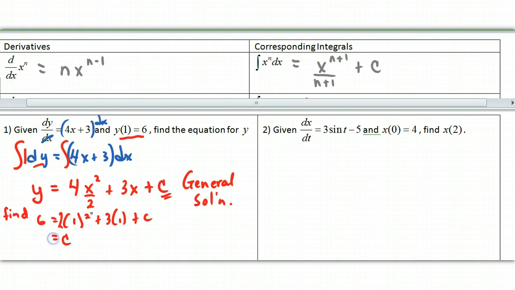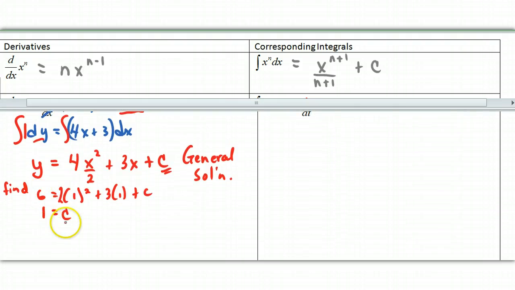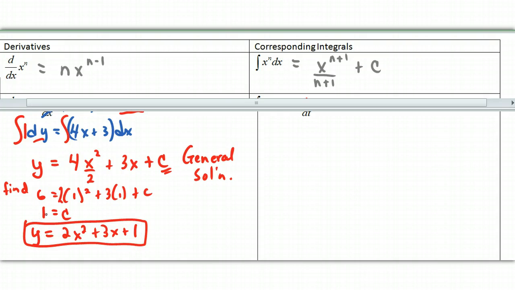So c is equal to, oh, I'm stretching myself. I don't know if I can do that in my head. Throw in this 5. Oh, yeah, I can. So c plus 5 is equal to 6, so c is equal to 1. Now I want to find my specific solution. And my specific solution here is going to be y is equal to 2x squared plus 3x, and now I put in my c value. So that would be the 1. So this is the solution that I want.